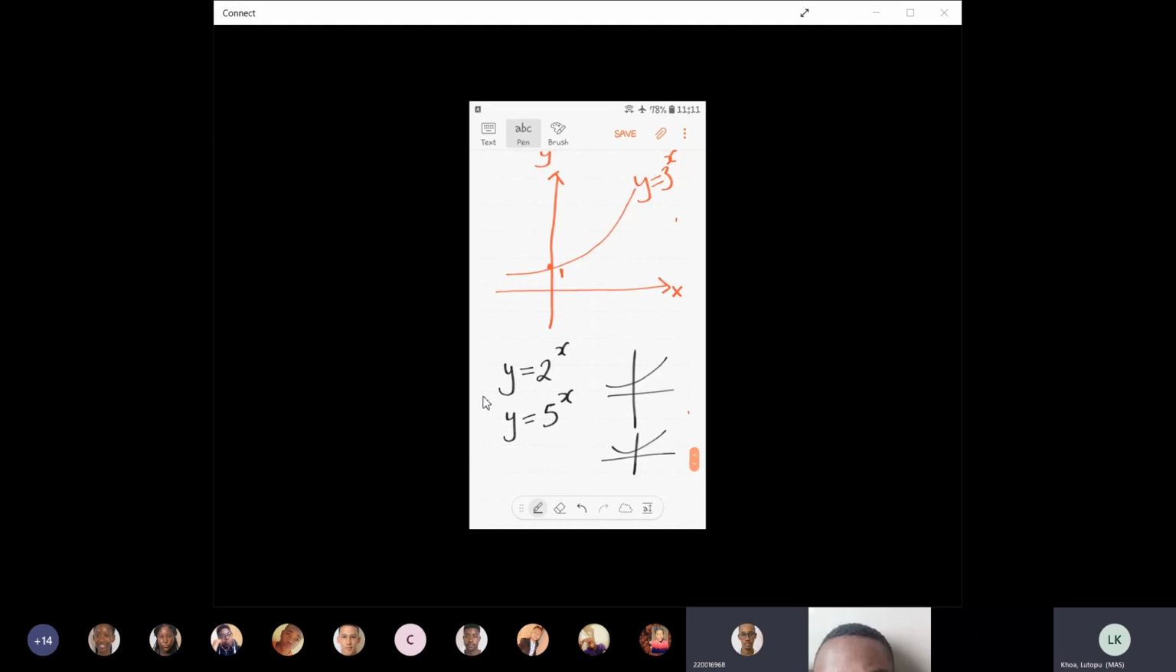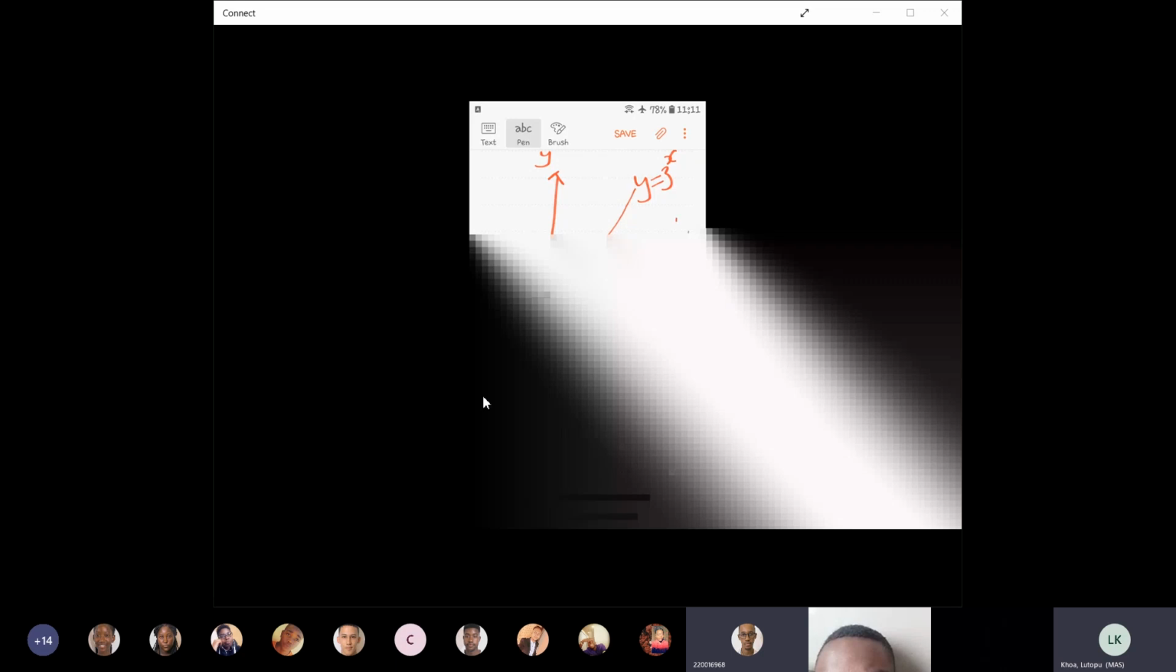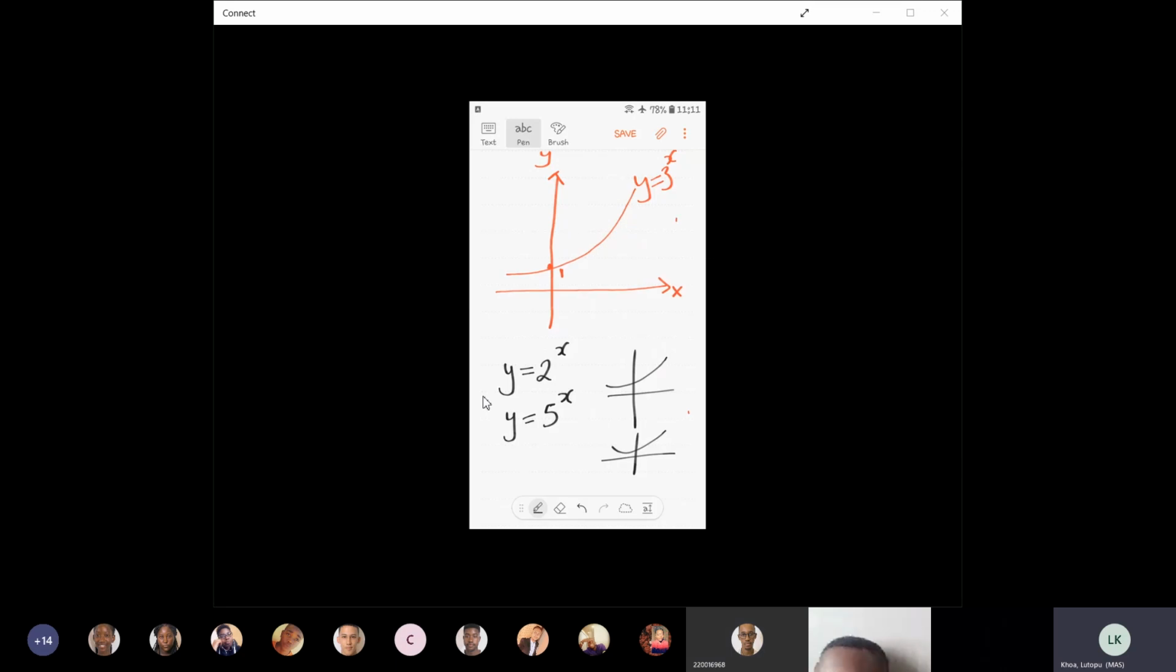It must be on the same graph. I mean the one with the previous graph, the one in red with 3 to the power of x. So I must see 3 graphs over here. I must see y is equal to 2 to the power of x, y is 3 to the power of x, and y is 5 to the power of x on the same graph.